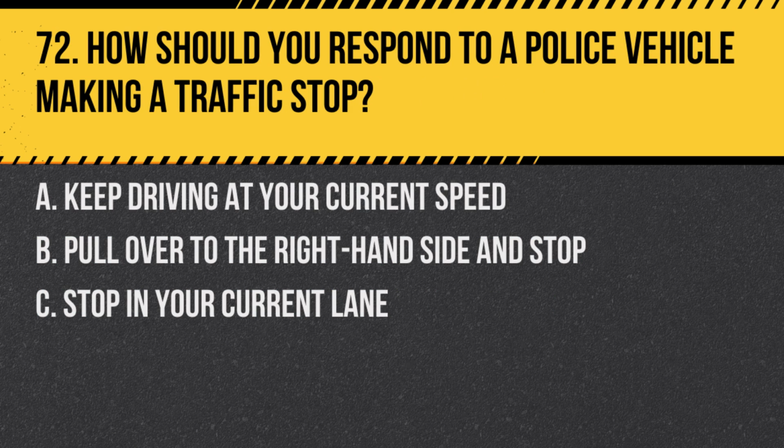Question 72. How should you respond to a police vehicle making a traffic stop? A. Keep driving at your current speed. B. Pull over to the right-hand side and stop. C. Stop in your current lane. Answer: B. Pull over to the right-hand side and stop. When a police vehicle is making a traffic stop, safely pull over to the right side of the road and stop.